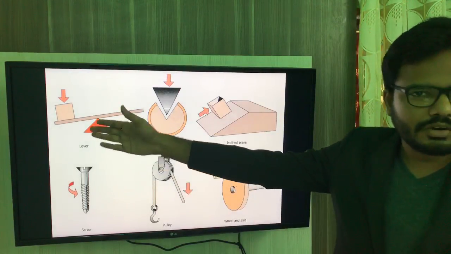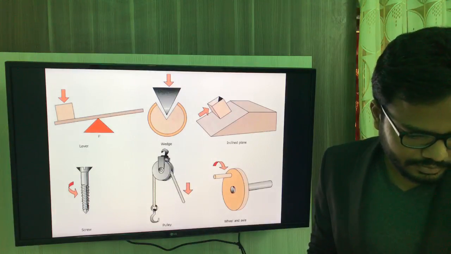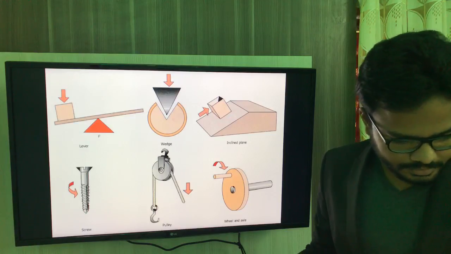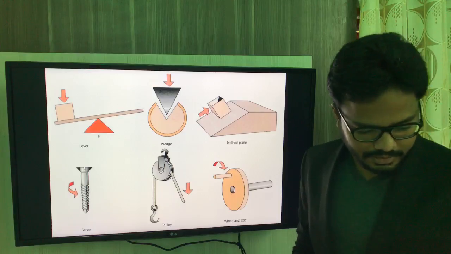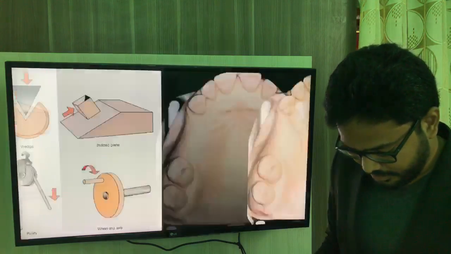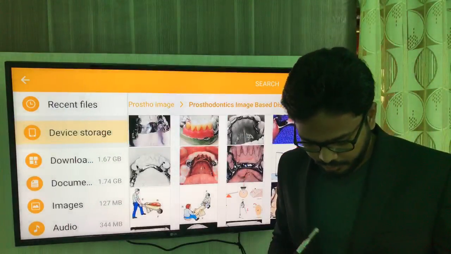So exodontia, you can quote that as an example, isn't it? Yes. So we'll just proceed with the next topic, that is your principles of lever and fulcrum. We have three principles, as you all know.